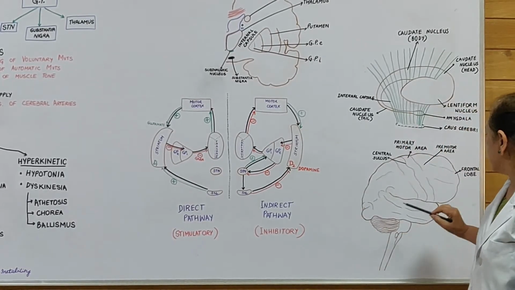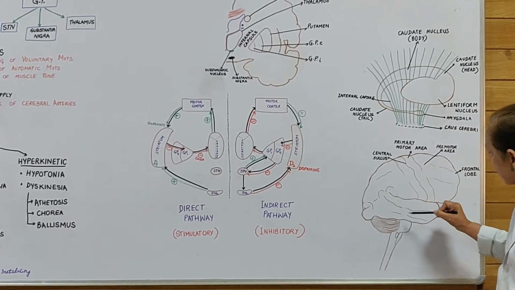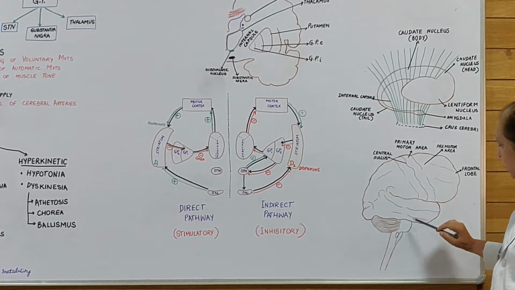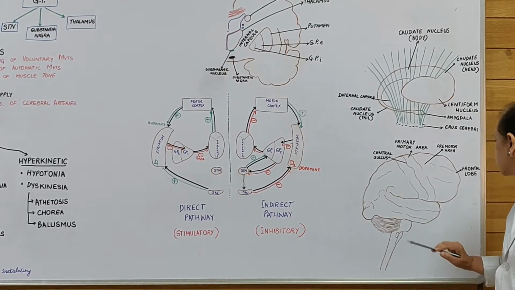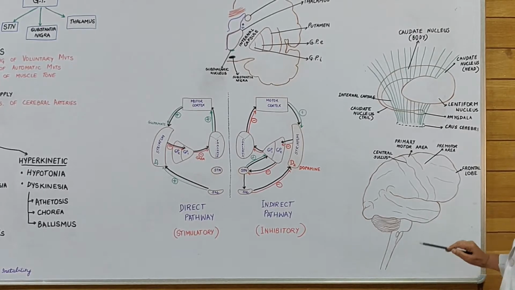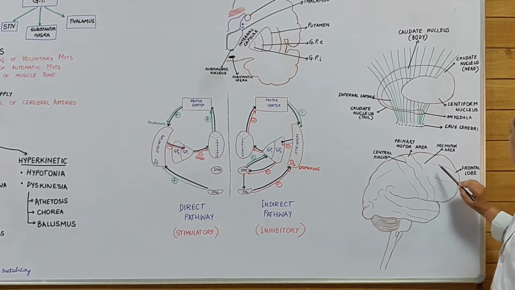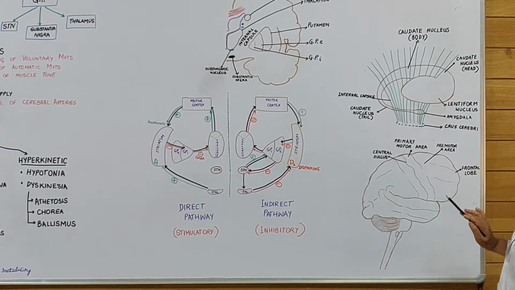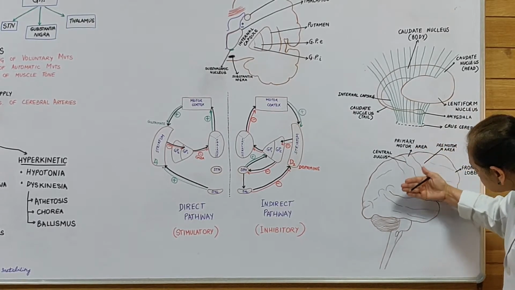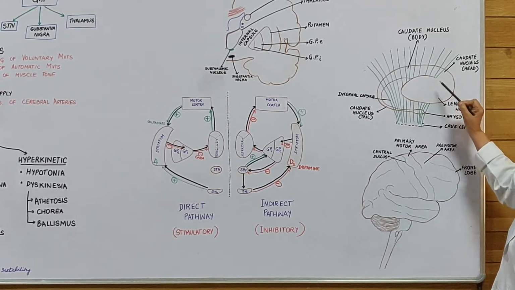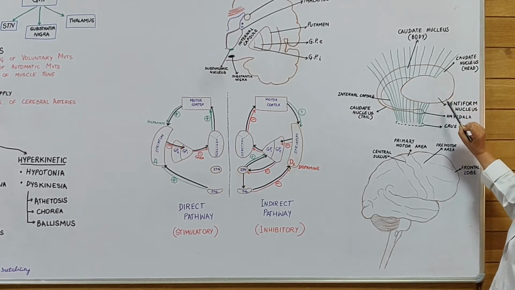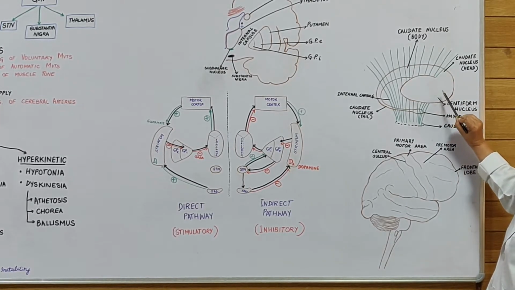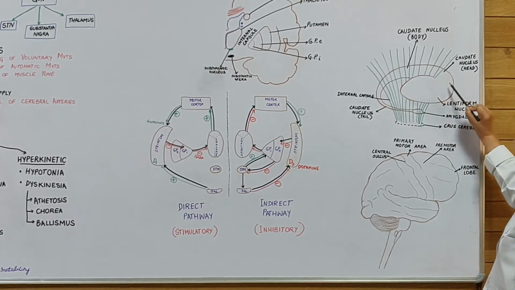Now let us see. If you see, this is the lateral aspect of the cerebrum and this is the cerebellum and this is the subcortical region. This is the primary motor area and the premotor and the frontal area. Now if I take off this, this is what we see, the lateral aspect. This is the lentiform nucleus and the caudate nucleus.